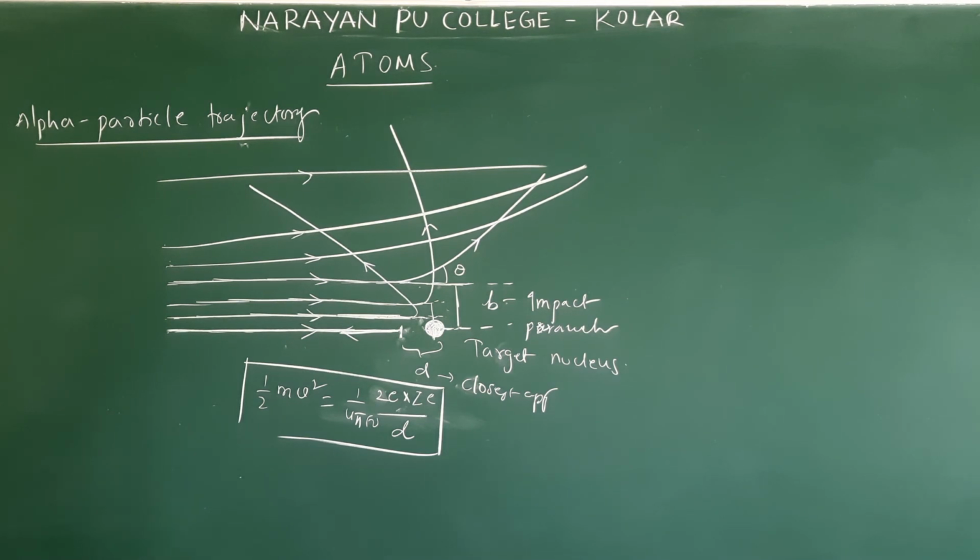Clear? So only a small fraction of the number of incident particles rebound back. This indicates that the number of alpha particles undergoing a head-on collision is small. This in turn implies that the mass of the atom is concentrated in a small volume. Rutherford scattering therefore is a powerful way to determine the upper limit to the size of the nucleus. Clear? So this is about the alpha particle trajectory.